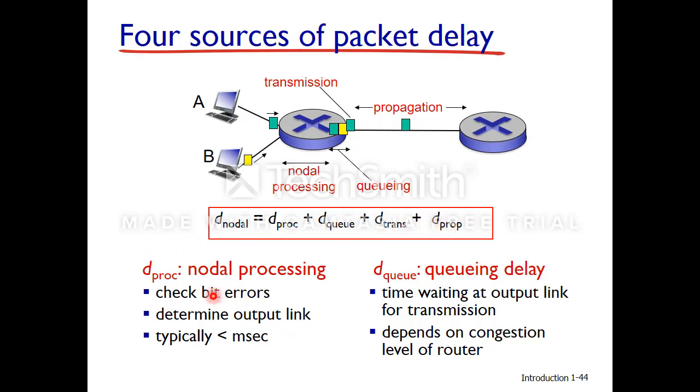So the nodal processing delay is the time it takes to check for bit errors and determine what output link you're going to use. Typically, this is less than a millisecond, sometimes in a microsecond range. Then you're going to have a queuing delay, which is the time it takes waiting at an output link for transmission. And typically, this queuing delay will depend on how much congestion a route is experiencing.